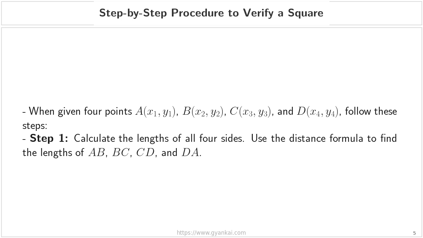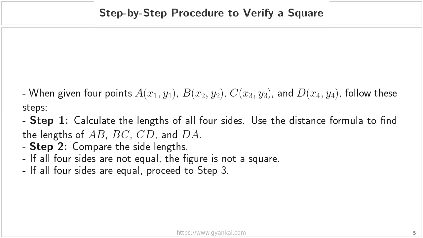First, in step 1, your task is to calculate the lengths of all four sides of the quadrilateral. You will apply the distance formula that we discussed earlier to find the lengths of side AB, side BC, side CD, and side DA. Next, in step 2, you need to compare these side lengths you just calculated. This is a critical decision point.